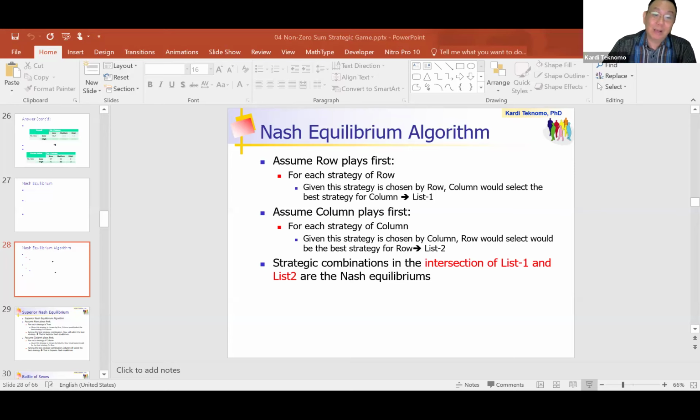Then assume again that the column will play first. Now for each strategy of the column, given that this strategy is chosen by the column, the row will select the best strategy for row. This is called list two. So you create list one and list two, and then find the intersection between these two lists. That is the Nash equilibrium.